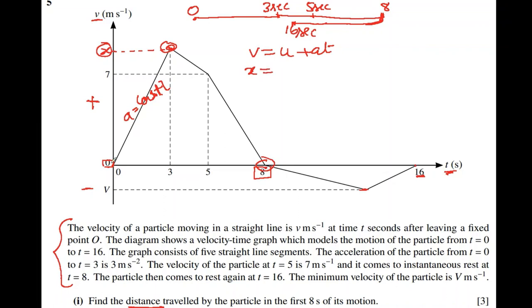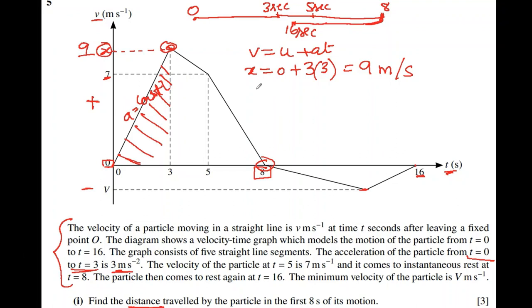u we know is 0, it started from 0 meters per second, plus acceleration. From t equals 0 to t equals 3, the acceleration is 3 meters per second squared, and that's what we will use here. Time is 3 seconds. So x equals 9 meters per second. So we know that this value is 9 now, and that makes sense. It is more than 7. All right, now we can find the area of this triangle.